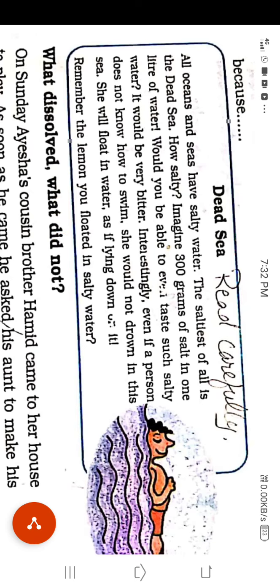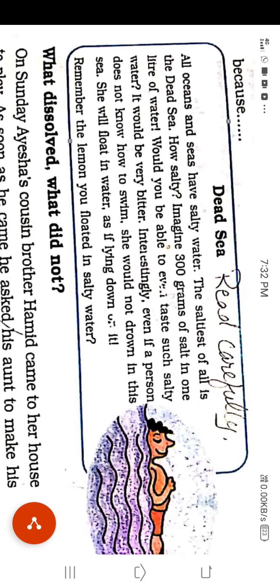So it is said that there is an ocean that is called the Dead Sea. It is called the Dead Sea because its water is the saltiest of all the seas, and this is the world's saltiest ocean. It is said that if a person who does not know how to swim goes to swim in this sea, he would not drown. He would just float on the water.